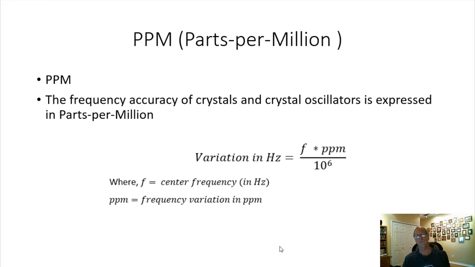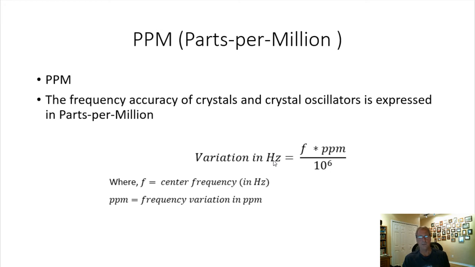And how are crystals measured? How is the accuracy determined? Well, it's in an expression called parts per million. The way I like to most often describe this is that 1 part per million would be 1 hertz out of 1 megahertz, or 10 parts per million would be 10 hertz out of 1 megahertz. So you can scale that up or down any way you want. And the way you do it is with this formula here. This is the center frequency F. You multiply times the parts per million and divide it by 1,000,000, and that's how much the frequency can vary.